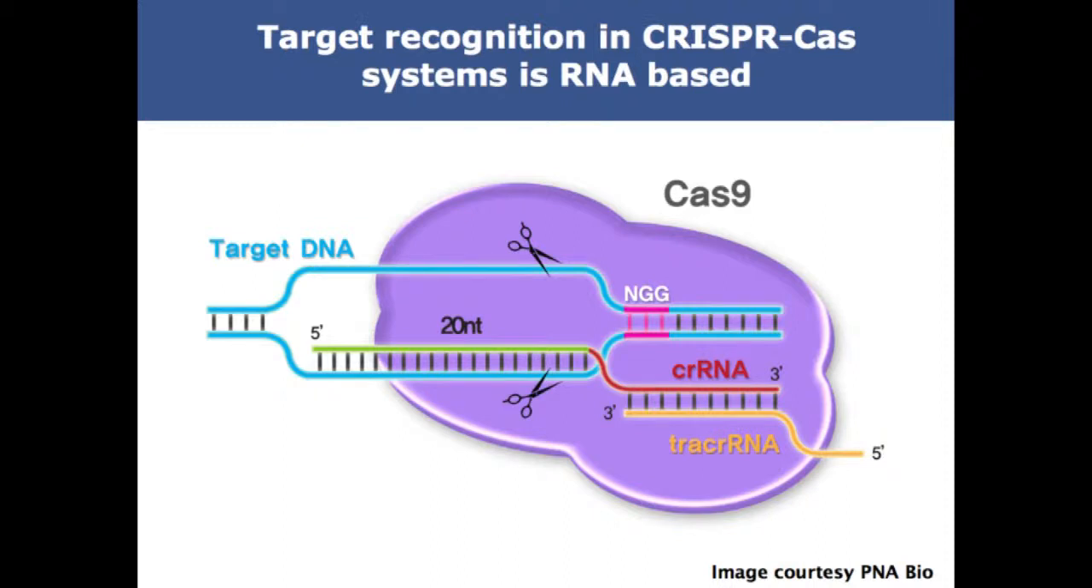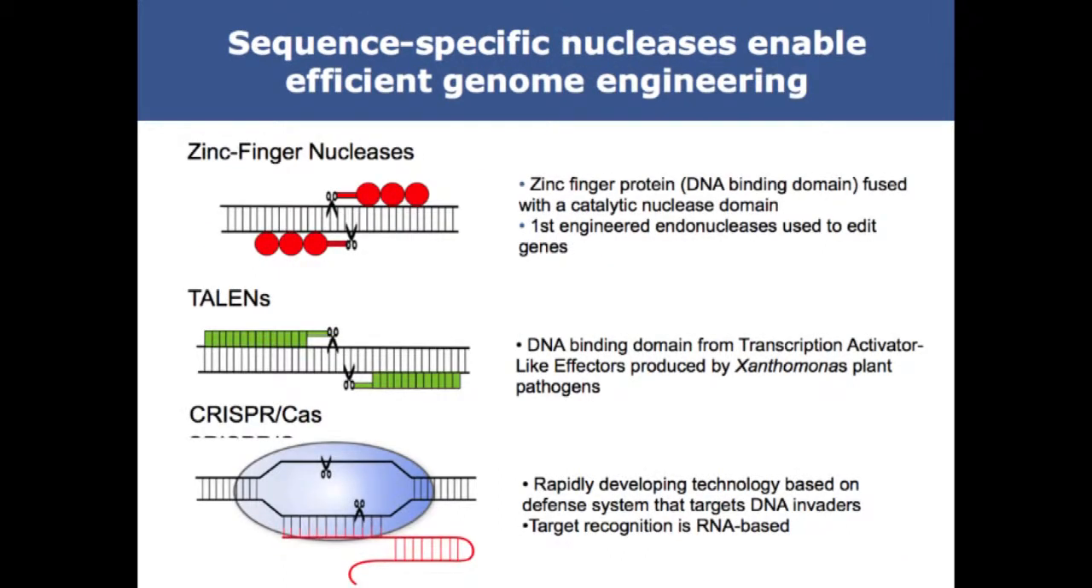So the frustration that we felt for 10 years in terms of engineering these reagents has basically gone away. TALENs were one step forward, but I think by and large, the CRISPR-Cas reagents, because of their simplicity, will be the genome engineering reagent of choice.